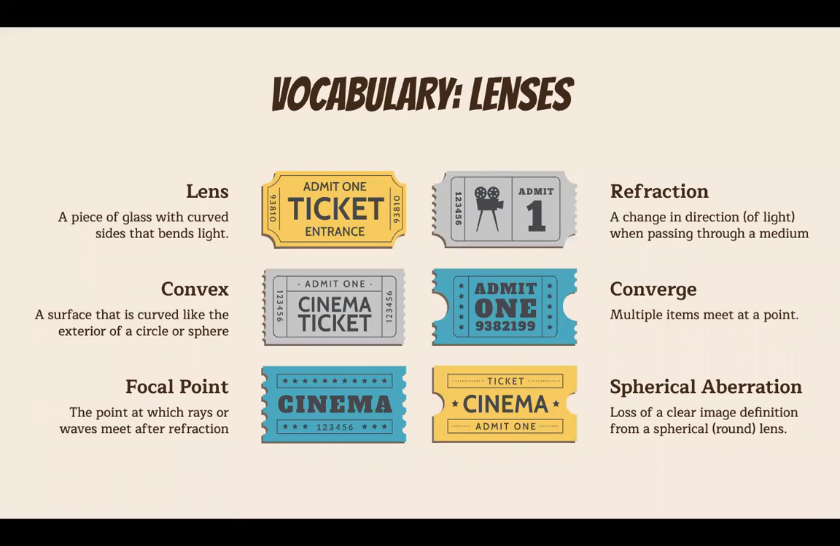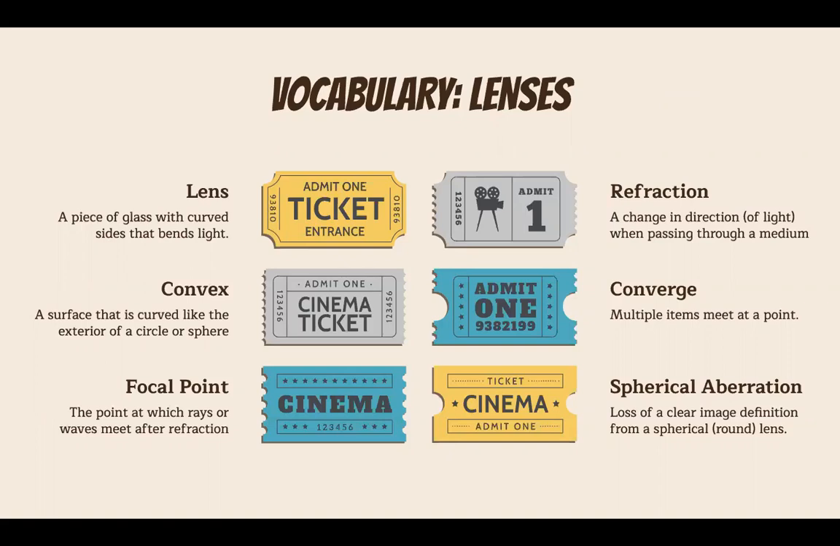So convex is a surface that is curved like the exterior of a circle or sphere. So convex is like this. It can be convex on one side and flat on the other, or as you'll see, concave. It can be that way as well. But generally speaking, when we're talking about a convex lens, it's like this.